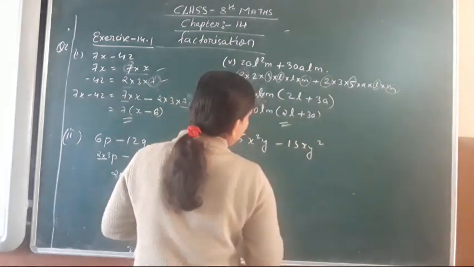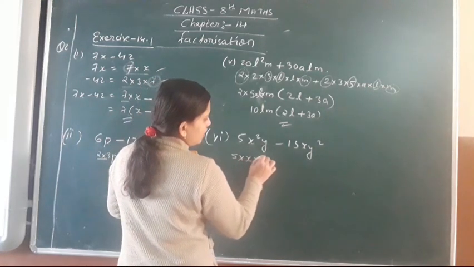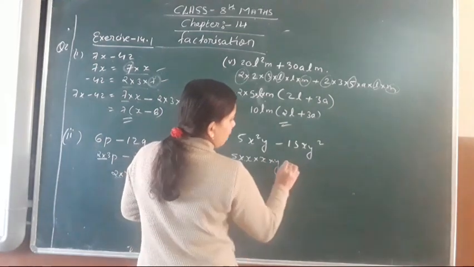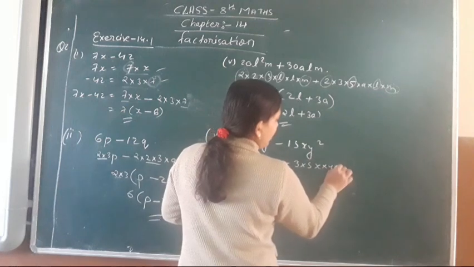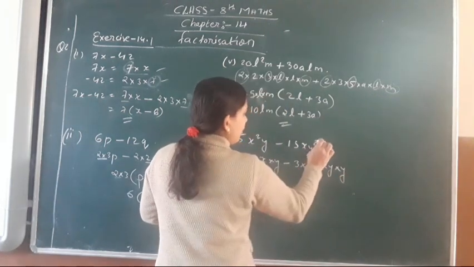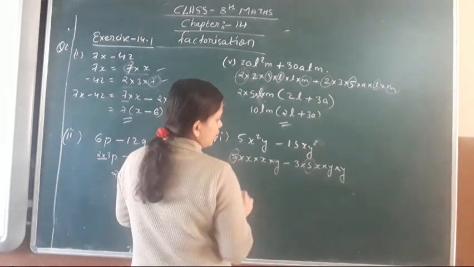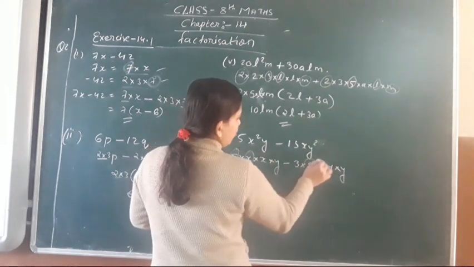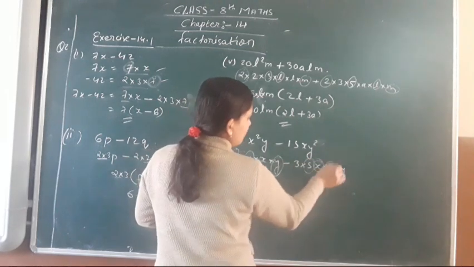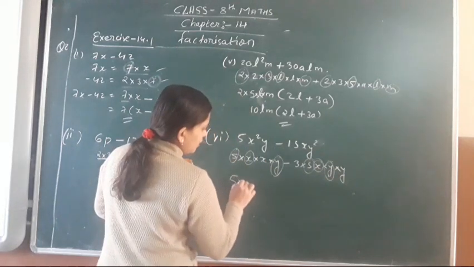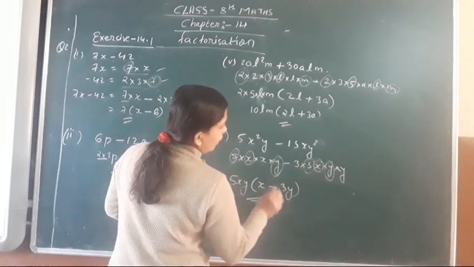In the sixth part it is very simple. This is the question. So you can see that factor of 5 will remain as it is. Factor of x square will be x into x. Factor of y will be y, minus, factor of 15 will be 3 into 5, is 15, x into y into y, as it is xy square. So here we can see that 5 is present in both the terms, isn't it? x is present in both the terms. Then one more y is present over here. So we can take 5xy as common. The term left is x minus 3y. This is the required answer.